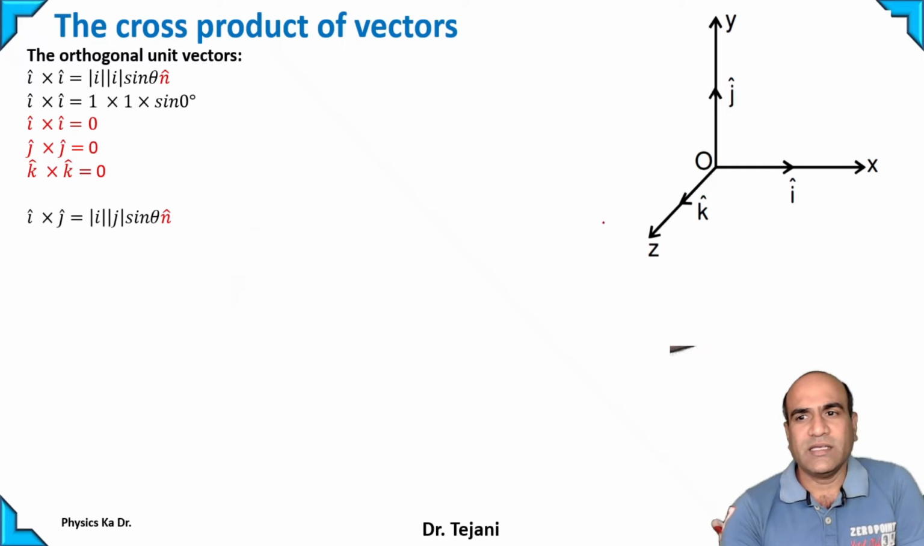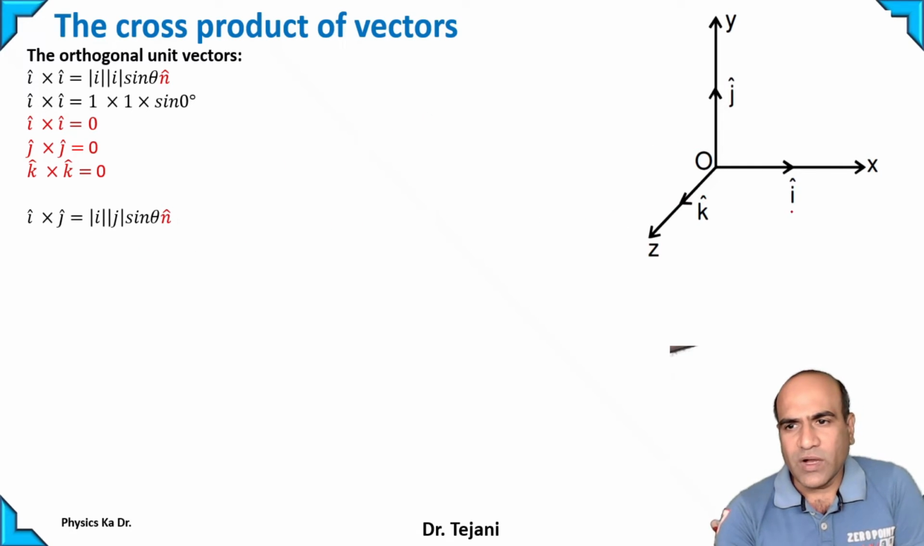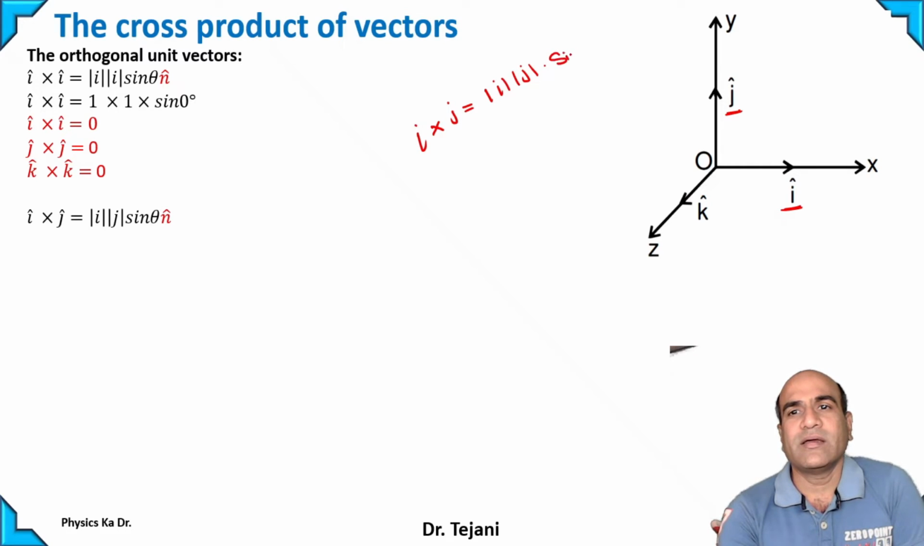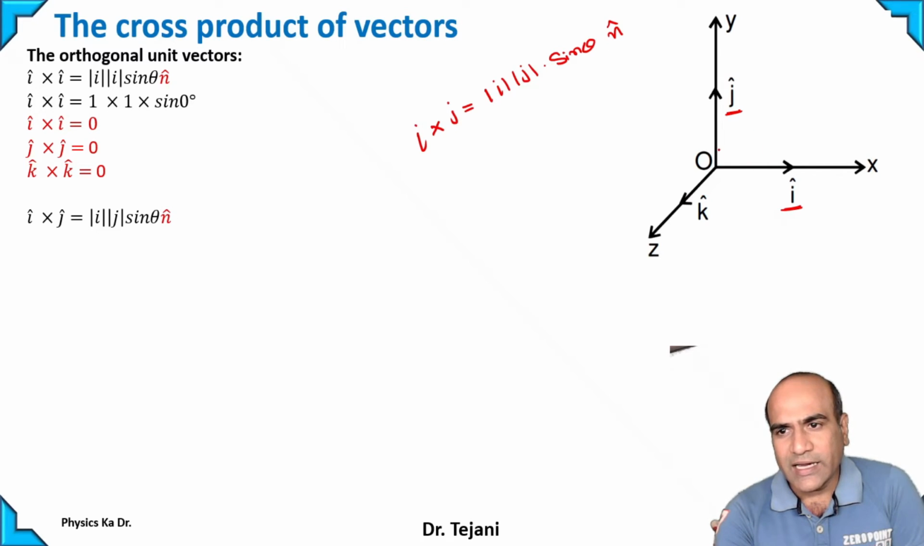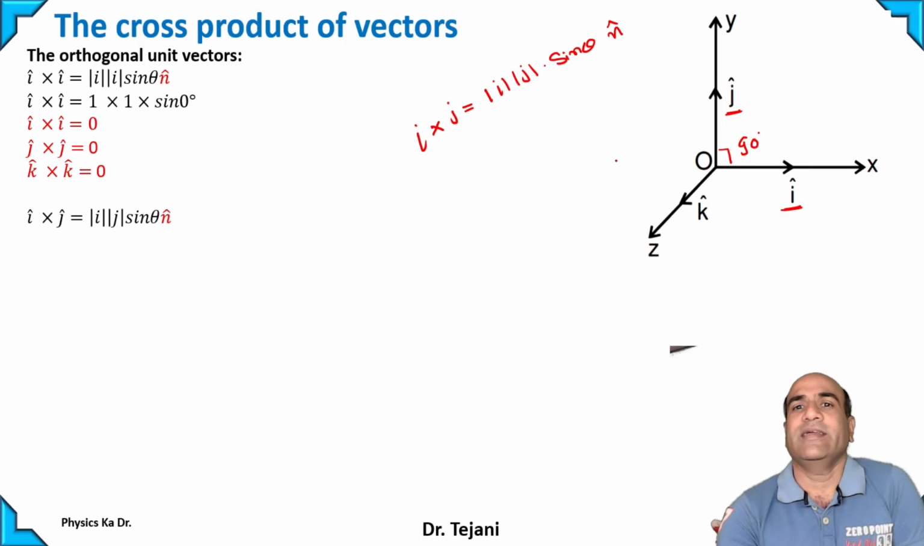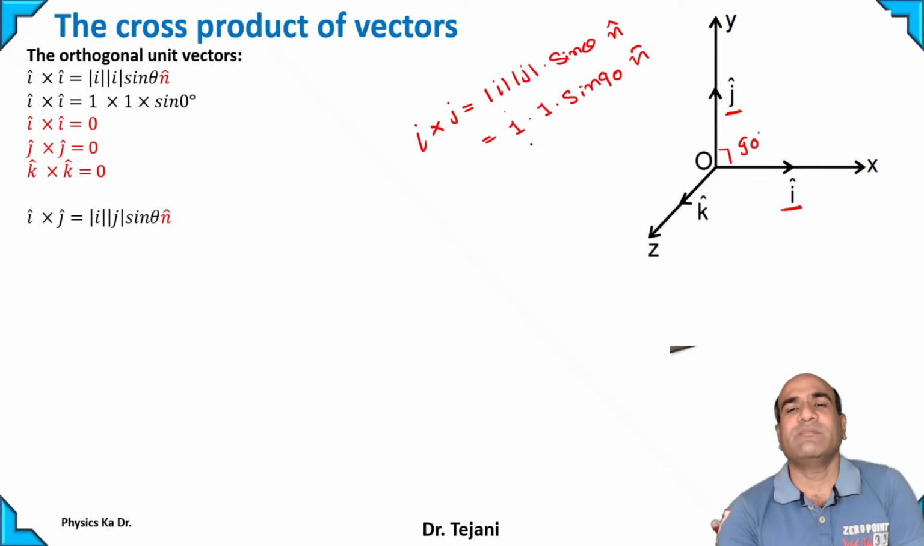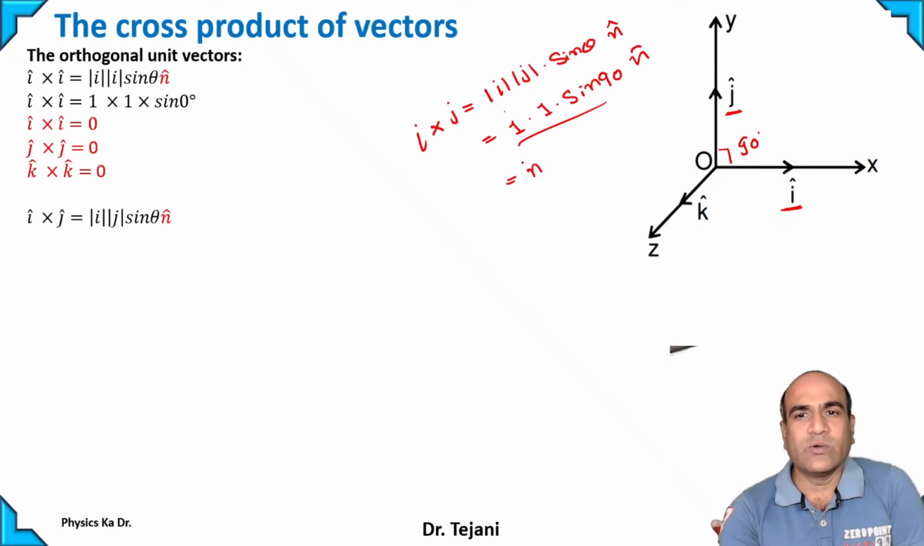Now, next, if we take the product of i with respect to j, so i cross j is equal to |i||j| sine theta and direction. Let's see what the direction is. The angle between i and j we know is 90 degrees, and therefore |i| is 1, |j| is 1, and sine 90 with some direction. And what is sine 90? Sine 90 is also 1. Therefore i cross j is equal to magnitude n.